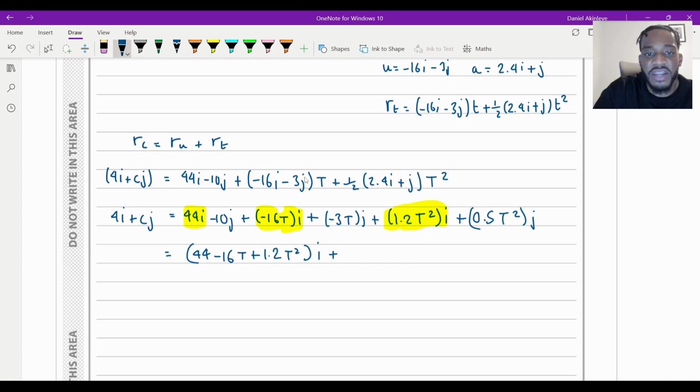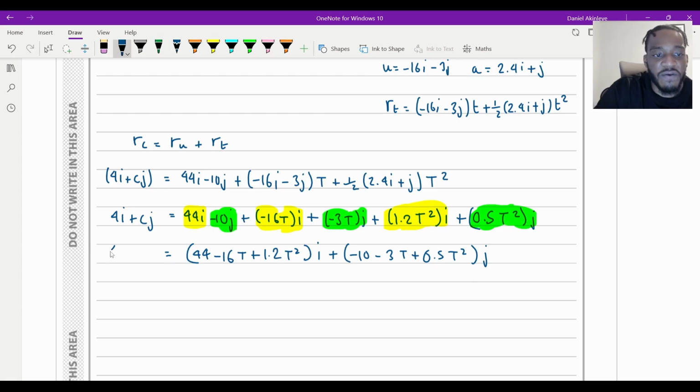And then plus, if I do the exact same thing for the j's, I've got this here, this here, and this here. Now, if I take out a j from all of those terms in green, I'm going to have a bracket like this. I have j on this side. It's going to be minus 10 minus 3t, and then plus 0.5t squared, isn't it? And then we've still got 4i plus cj on the left-hand side.